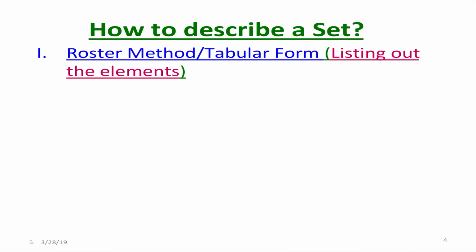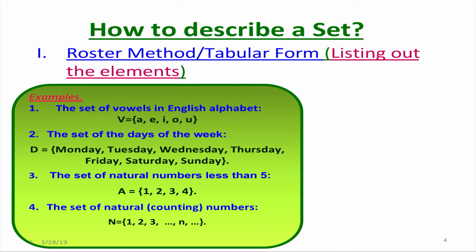Now, how to describe a set? There are a couple of ways to do it. The first one is the roster method or tabular form. All that means is just to list out all the elements. For instance, say we have the set of vowels in the English alphabet. Let's call it V, consisting of the following elements: A, E, I, O, U.